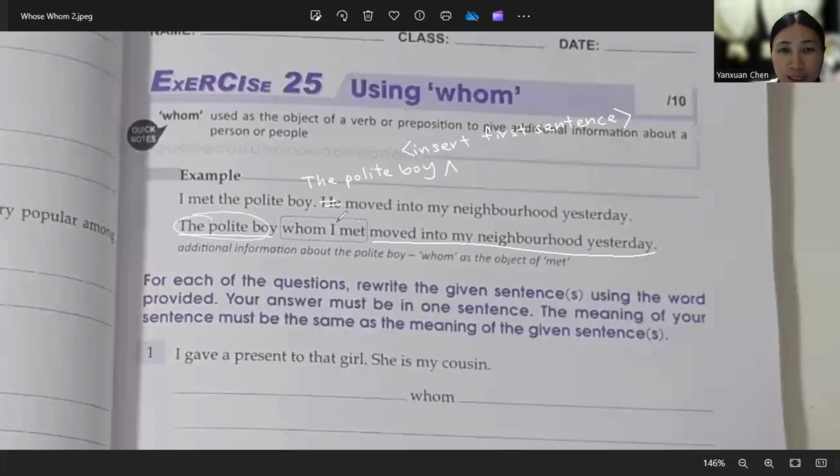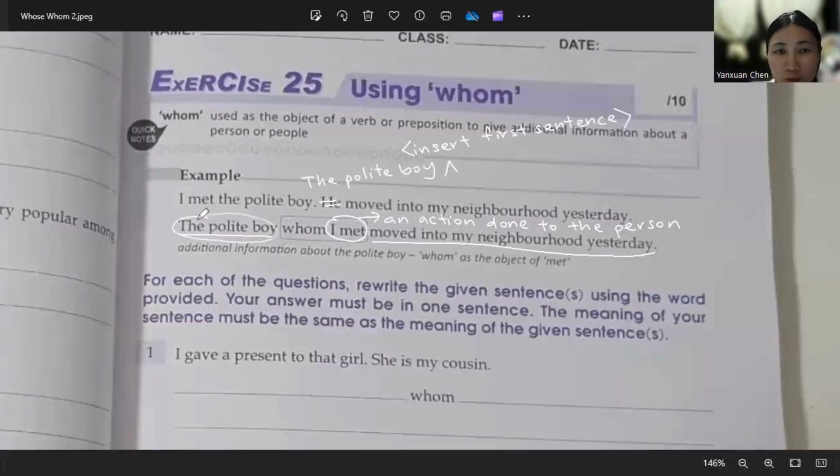Okay, so this would be an action done to the person. Okay, so this will be an action done to the person that is written here. So what action is done to the person written here? You see, I met the polite boy. So I met the polite boy.